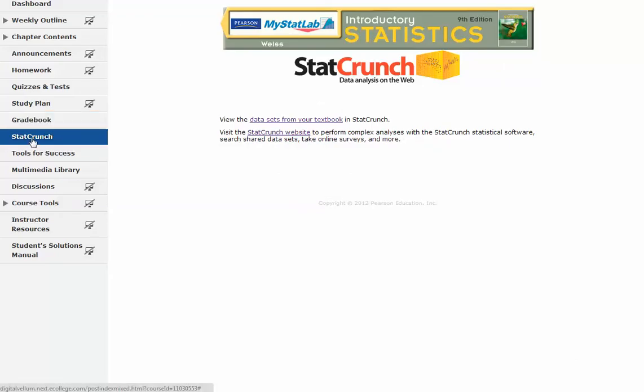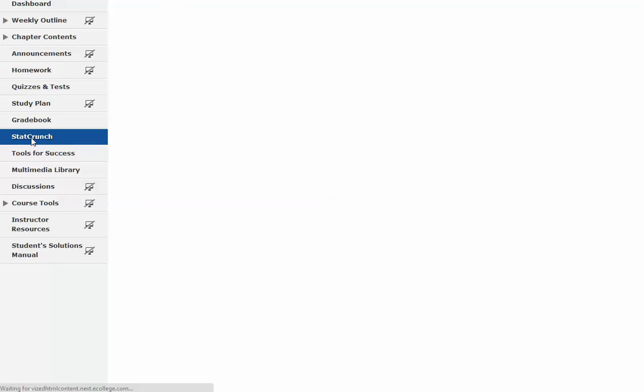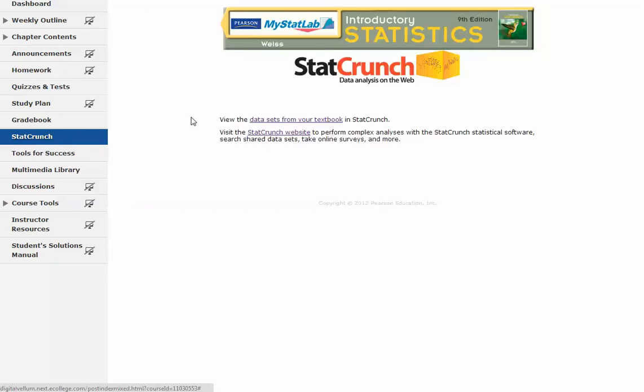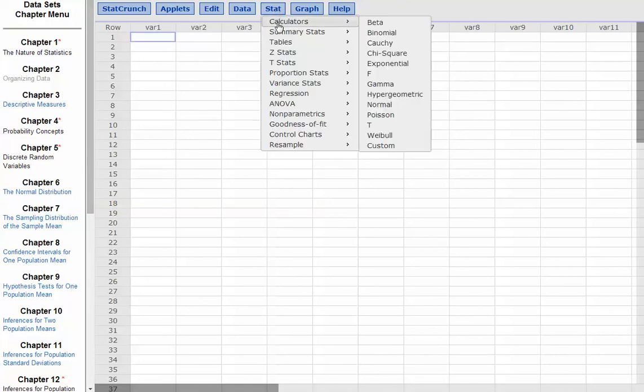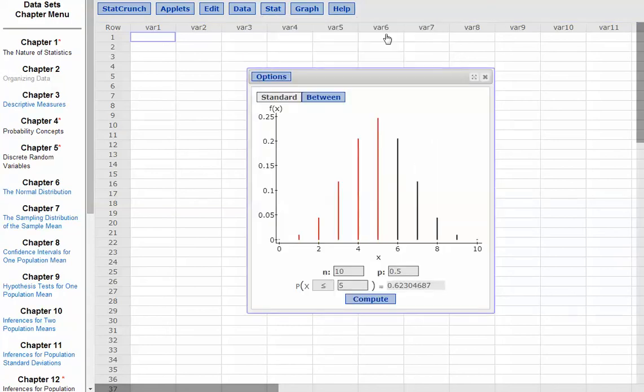StatCrunch is right here, so you click on that, and then you click on data sets from your textbook. A table shows up. Here we do not have data, but we know our N and P. So what we do is Stat, Calculators, and then Binomial Distribution. Click on that.